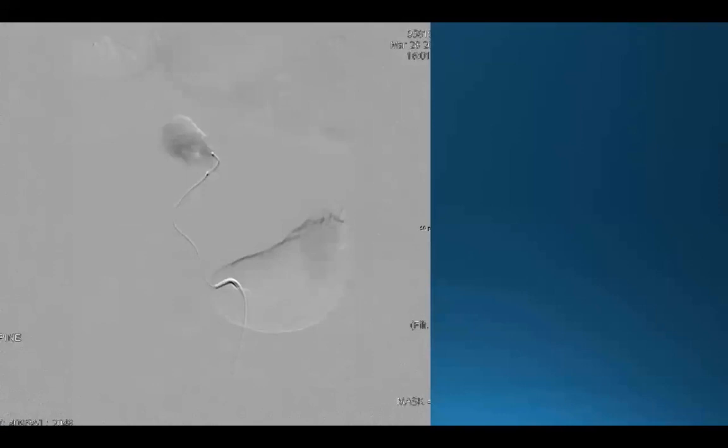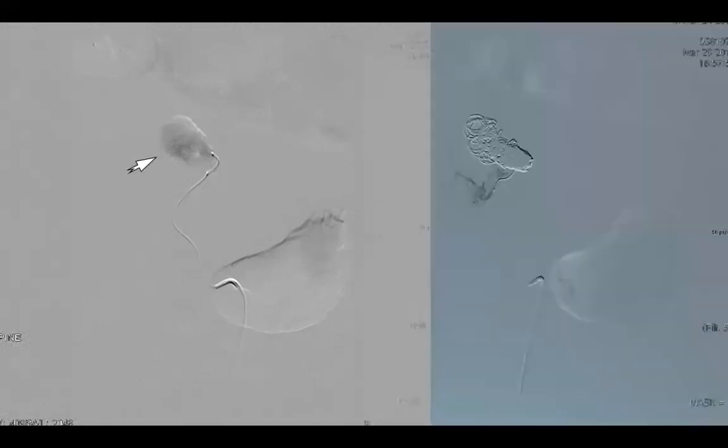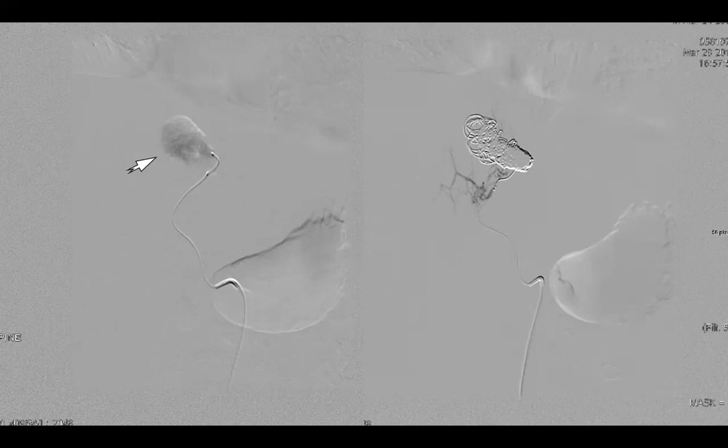Here we deployed a microcatheter into the pseudoaneurysm, injected a little bit of contrast, and confirmed that our microcatheter is in fact in the pseudoaneurysm. We embolized the pseudoaneurysm, filled it with coils, did another angiogram, and showed that there's no further opacification of the pseudoaneurysm.